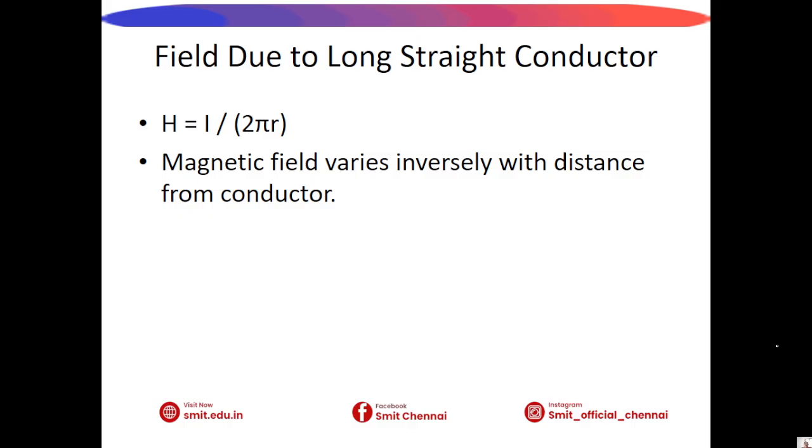Next, we see the field due to a long straight conductor. When current flows through a straight conductor, a magnetic field is produced around it. The magnetic field intensity at a distance r from the conductor is given by H is equal to I by 2 pi r. Notice that the field intensity decreases as the distance from the conductor increases. The direction of the magnetic field can be determined using the right hand thumb rule. If the thumb points in the direction of current, the curled fingers indicate the magnetic field direction.